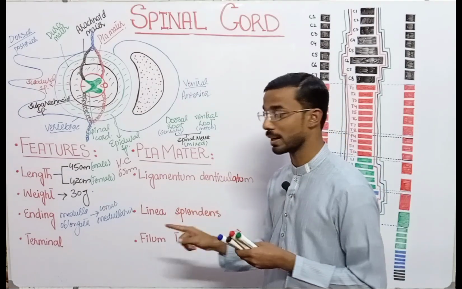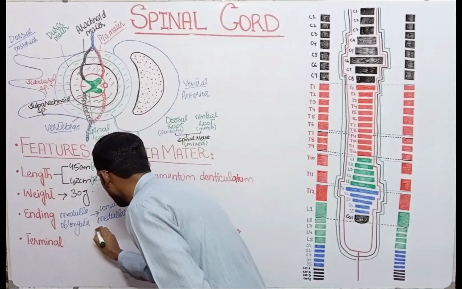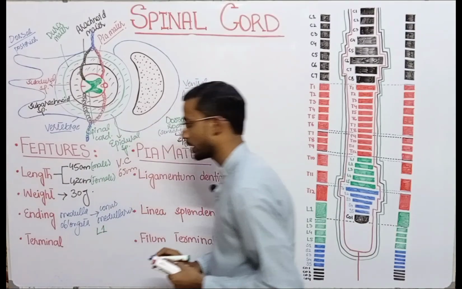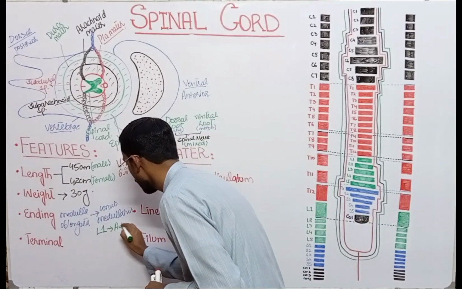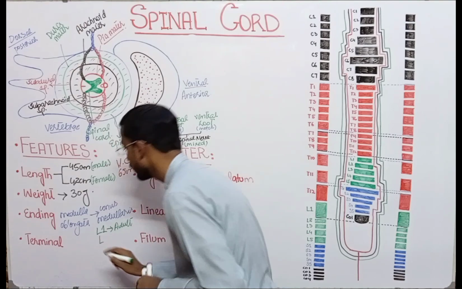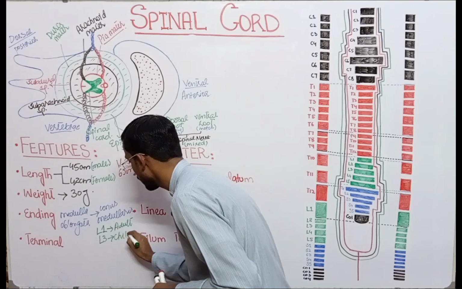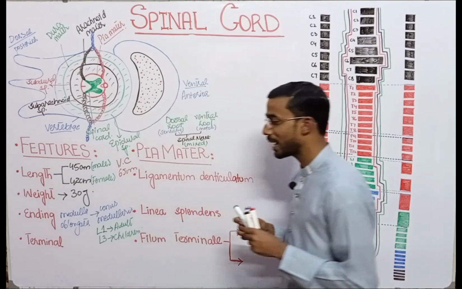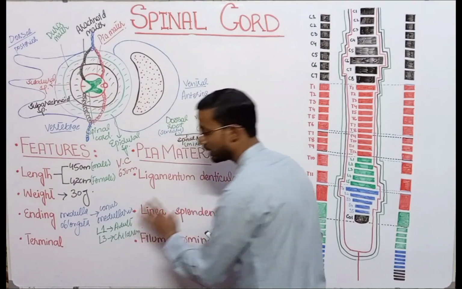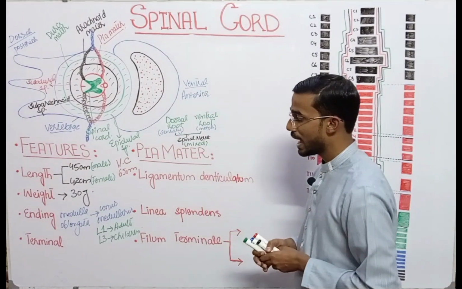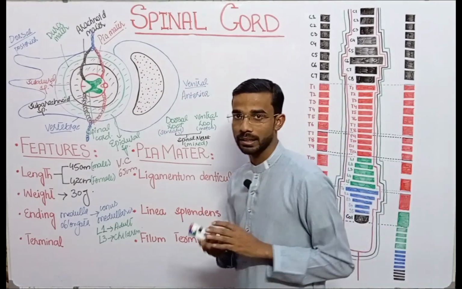And you will remember, the conus medullaris ends at the L1 level, lumbar 1 level, in case of an adult, and in case of children it will end at L3. This is in case of children. So the spinal cord ends at L1 in case of adult and L3 in case of children. And these are basically the different features of the spinal cord.